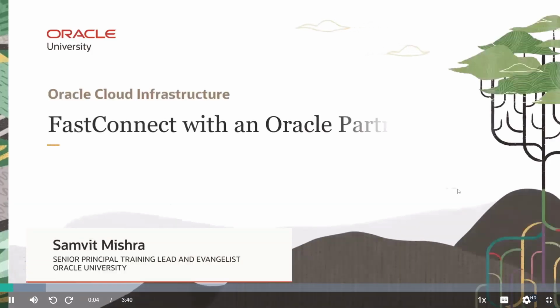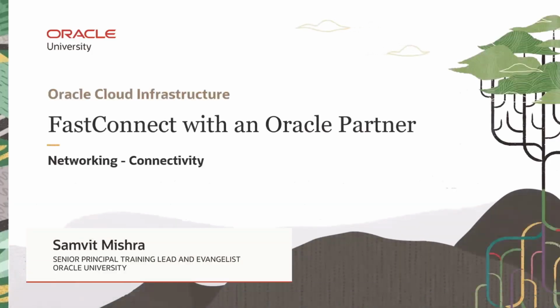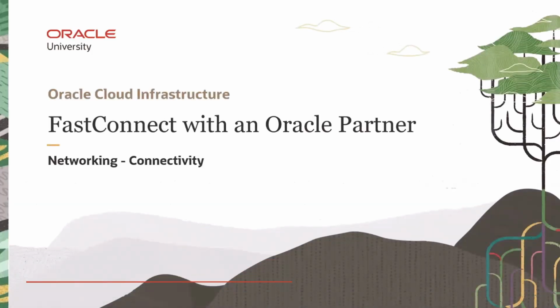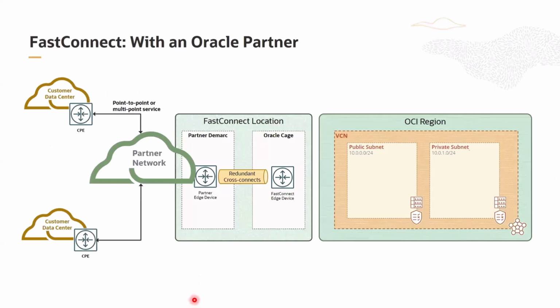Welcome to this lesson on FastConnect with an Oracle partner. Let's get started. As you can see in this architecture, this is the OCI region where we have a VCN, a private subnet and a public subnet. Then this is the FastConnect location, where there is the Oracle cage with the edge device. What you see on the left side are the customer data centers with their respective customer premises equipment.